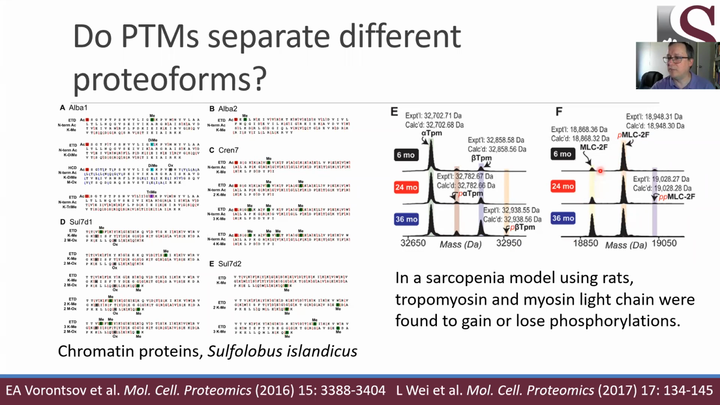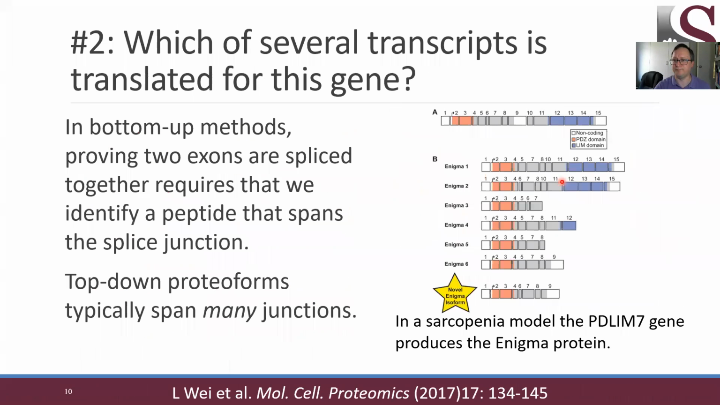All right, so here we're looking at the unmodified form of the myosin light chain. We see that there's a huge amount of its phosphoform. At 36 months, however, the unmodified form is almost as intense as the phosphoform. So yes, PTMs can be separating different proteoforms. We can even quantify to some extent how much a given PTM is changing in ratio among different cohorts. All right, so that's a good bit about PTMs.